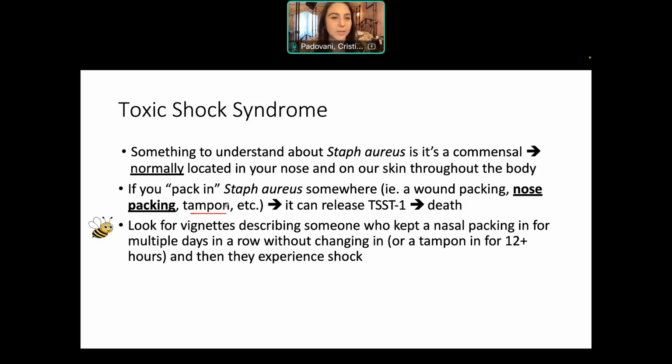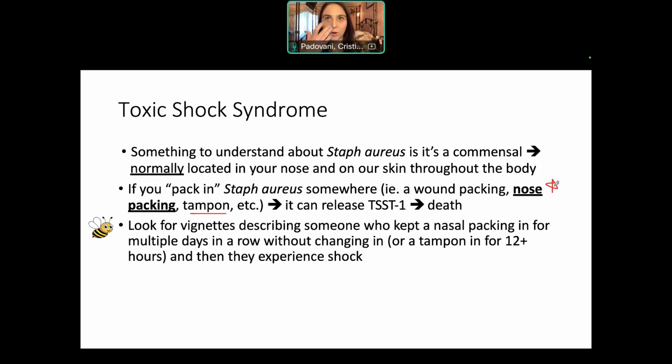I think it's 6 hours, whatever the recommended time is. But it's just like, don't leave it in for so long because you can get an increased risk of toxic shock syndrome. But I have seen this, because vignettes know that people know about tampon use causing toxic shock. So I've seen this a lot more with nose packings.